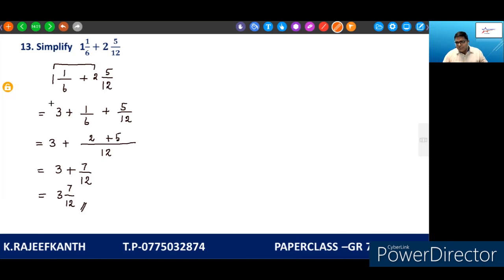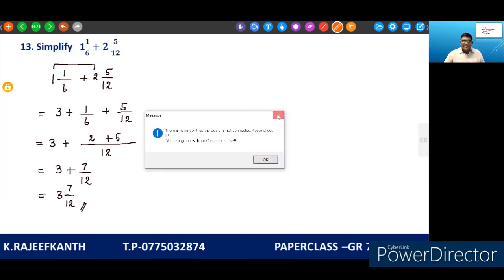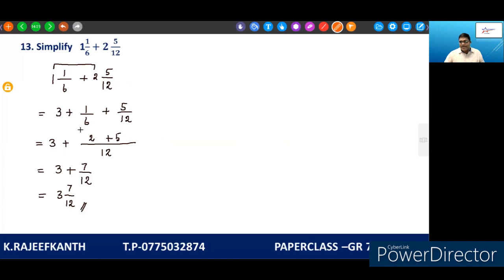First, we have to add these two whole numbers. Then we have to add those two proper fractions. Then after adding the proper fractions, we have to add them with the whole number. Then we can write 3 and 7 over 12. The second method is 1 and 1 over 6 plus 2 and 5 over 12. We have to convert these mixed numbers into improper fractions. So 1 times 6, 6 plus 1, 7 over 6. 2 times 12, 24 plus 5, 29 over 12.